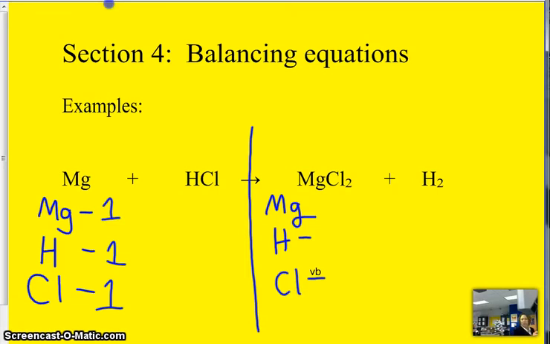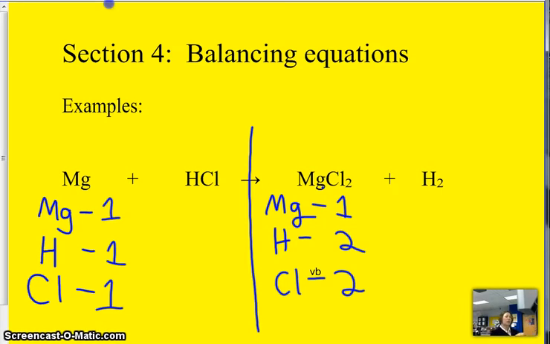What is the subscript for magnesium? There isn't one, so it's a 1. Remember, the 2 here only goes for the chlorine. So there are 2 atoms of chlorine, and there are 2 atoms of hydrogen. So what you can see is that matter was created. We had 1 atom of hydrogen, now we have 2. That cannot be. According to the law of conservation of mass, matter is neither created nor is it destroyed. So this equation is not balanced. It violates the law of conservation of mass. We need to balance it.